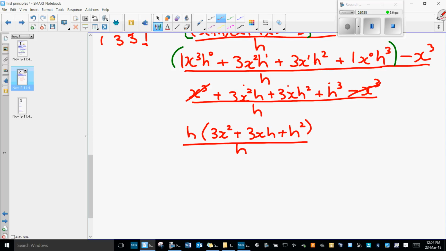And now the h is cancelled out. And again, that's what you're trying to do every single time. You don't want an h on the bottom. Tell me why we don't want an h on the bottom. Because what was our next step? What do we now say? We now say that h is 0. And we know if we have h on the bottom, it's going to cause us an issue, because we can't have something divided by 0.